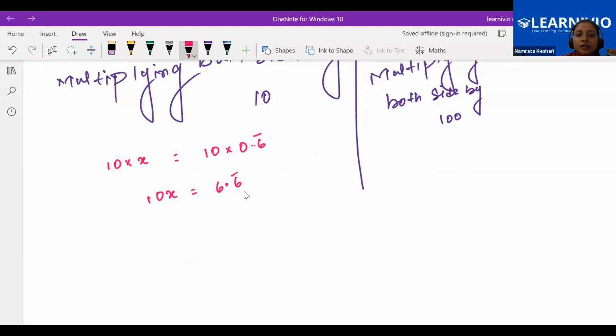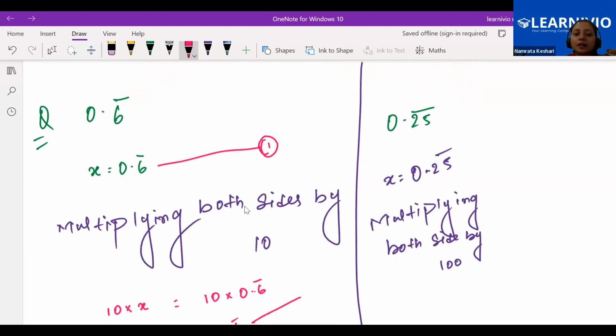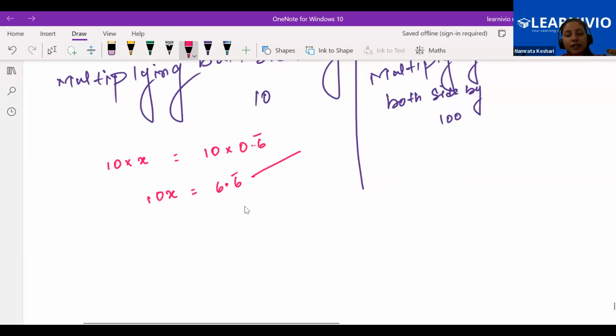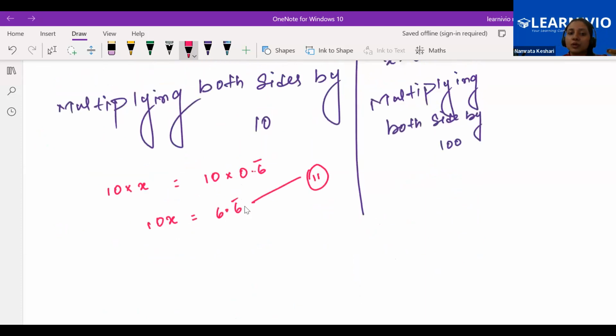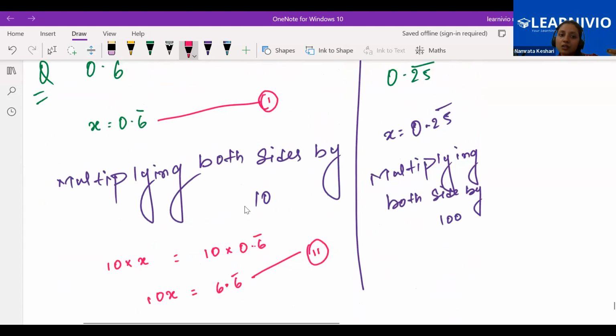Okay. Now this is the first one where we have taken the assumption. This is our equation number 1. And here after doing the multiplication by 10, 100 or 1000, this is your equation number 2. Same process you will repeat in each and every question, and here together we will solve at least 3-4 questions. So now what we have to do? Now we have to do equation 2 minus equation 1.